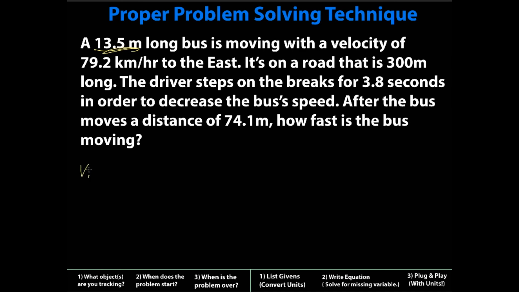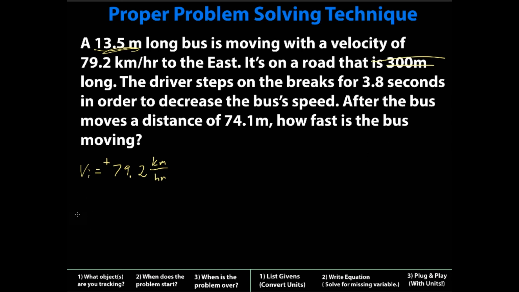This is obviously my initial velocity. VI is 79.2 kilometers per hour. Now, east, I'm going to make a positive value. So east will be positive and west will be negative. It's on a road that is 300 meters long. Well, we've already said we're tracking the bus, so we're not interested in the road or how long it is either. The driver steps on the brakes for 3.8 seconds.